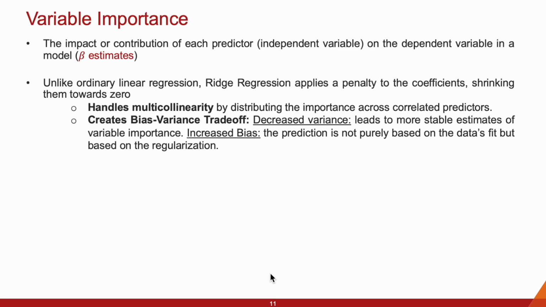While this penalization is what makes ridge regression robust, especially in cases where multicollinearity is a concern, like neuroimaging data, it also creates what is known as a bias-variance trade-off. On one hand, it decreases the variance, leading to more stable estimates of the variable importance. But on the other hand, it increases the bias because the prediction is not purely based on the data's fit, but influenced by the regularization parameter.